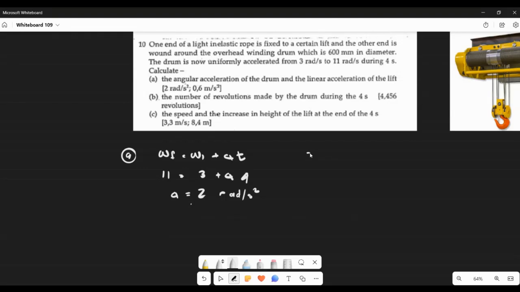So guys, we recall this formula, a equals r times alpha, and we need the radius of the drum. In this case, it's going to be 300, which is half the diameter, which is 0.3, and we multiply that by 2, then we should get 0.6 meters per second squared.